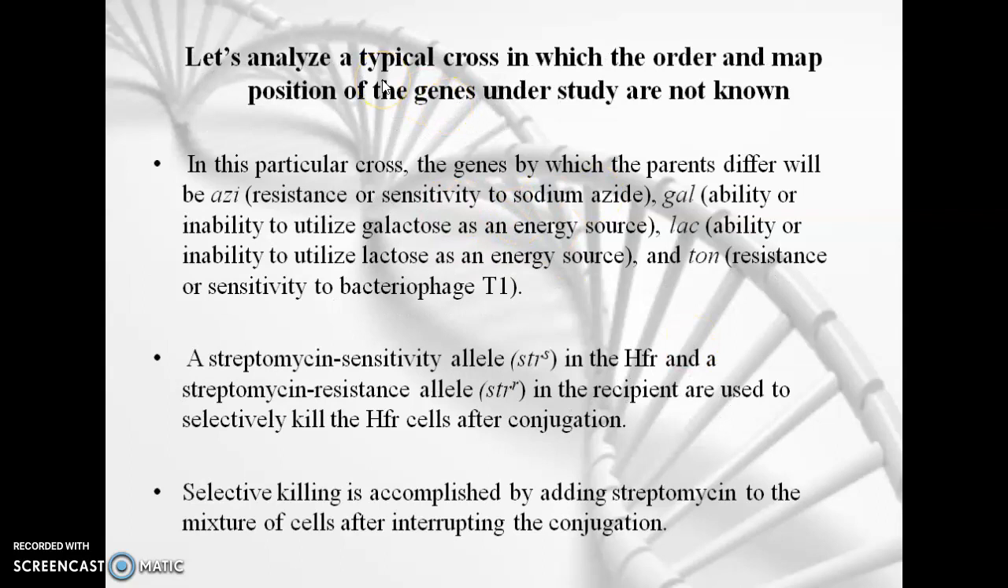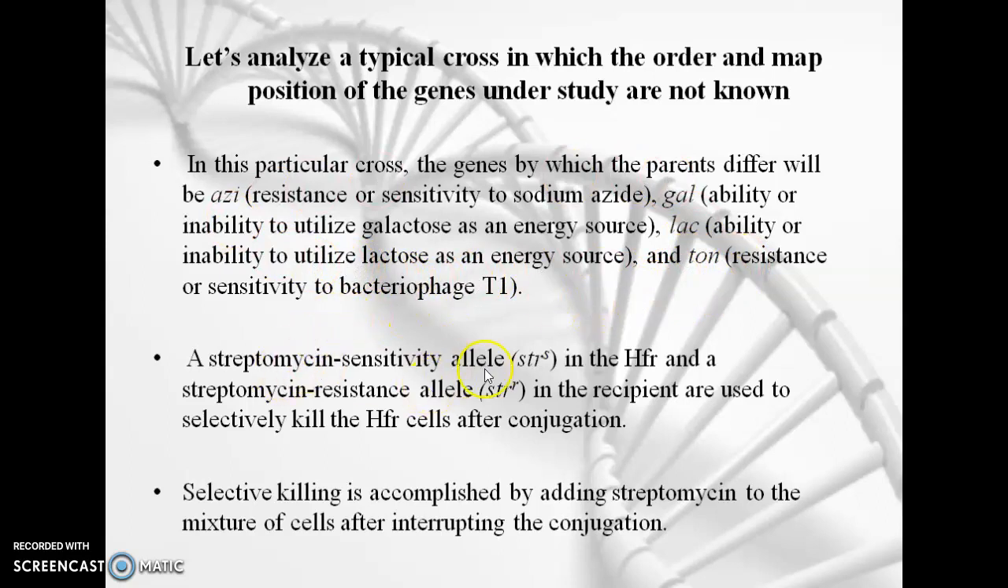So let's study mapping by interrupted mating with a typical cross. In this cross, the genes that we have taken under consideration are AZI, which is the resistance or sensitivity to sodium azide, GAL, the ability or inability to utilize galactose as an energy source, LAC, the ability or inability to utilize lactose as an energy source, and TON, which is the resistance or sensitivity to bacteriophage T1. These are the genes that we have taken under consideration for studying the interrupted mating technique.